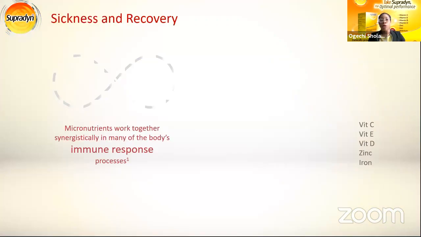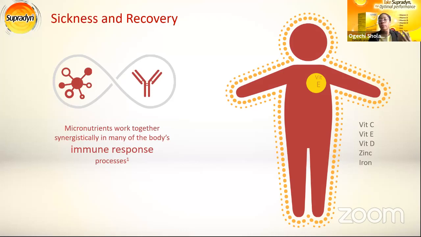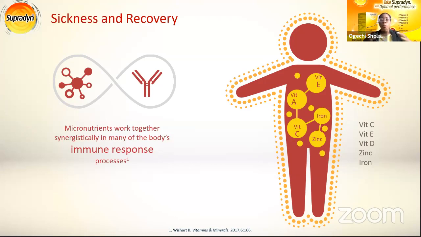So just a brief reminder, we're all pharmacists, of how micronutrients support the sickness and recovery period, or help to support the immune system. Studies have shown that micronutrients work together synergistically in many of the body's immune response processes. For example, we all know that vitamin C supports white blood cell production, and the different vitamins act at different points to support the immune system response. But another interesting thing I want to mention is that they actually work in synergy.